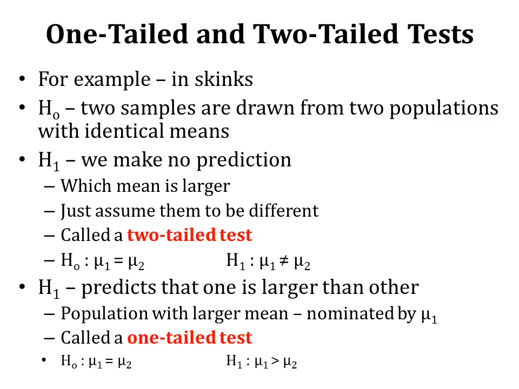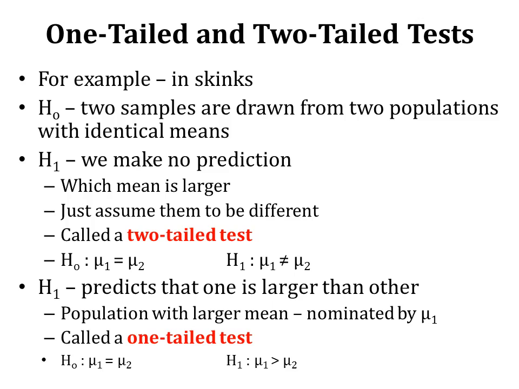But if we are going to predict that one of the means is larger than the other, then the population with larger mean is denoted by mu1, and this is called a one-tailed test. So in that case, our null hypothesis remains the same, that the population means are same. The difference is in the alternate hypothesis, in which we nominate one specific sample to have a greater value than the other. So this is mu1, population 1 is supposed to have a greater value than population 2. So this kind of test is known as a one-tailed test.